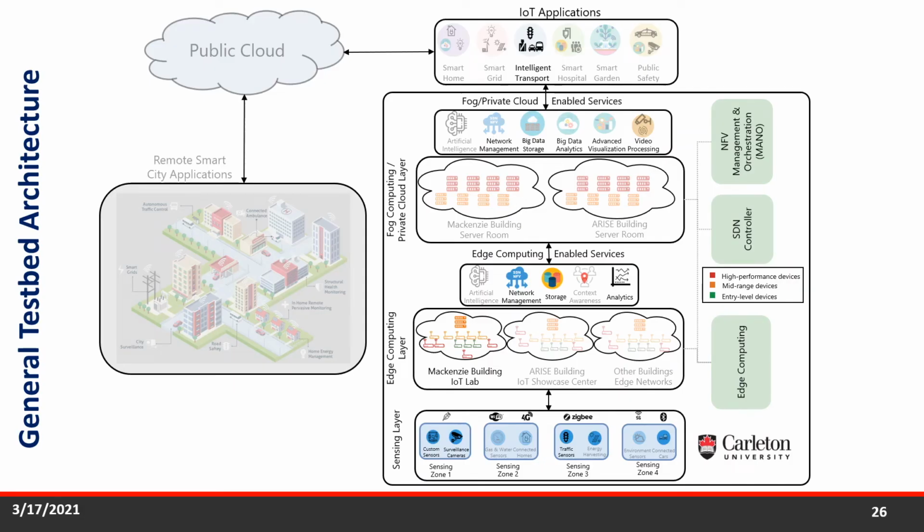Referring back to the original architecture, the Intelligent Transportation System application uses the sensing layer and the edge computing layer, and runs entirely at the network edge, where the sensing layer is composed of custom sensors, surveillance cameras, and traffic lights that push their data to the network edge, and at the network edge we conduct analytics, storage, and network management.